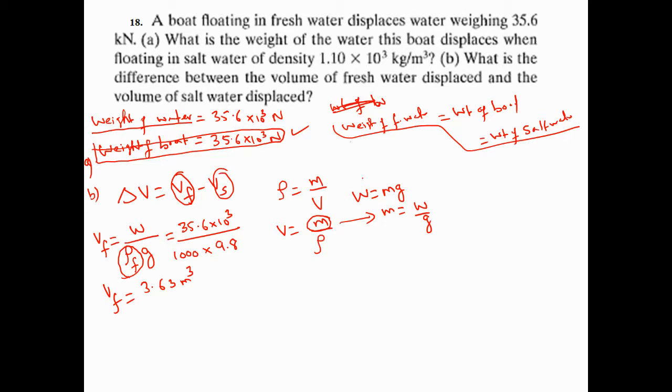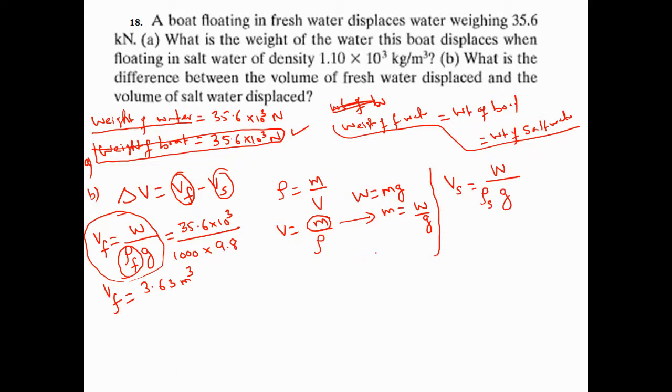Okay. Likewise, teacher, I'm going to find the volume of the salt water. What is the formula for the volume of the salt water? Same formula, am I right? The volume of the salt water is also the same formula, but I have to replace this F with salt. So the volume of the salt water is equal to the weight of the boat divided by the density of the salt water multiplied by its gravity.